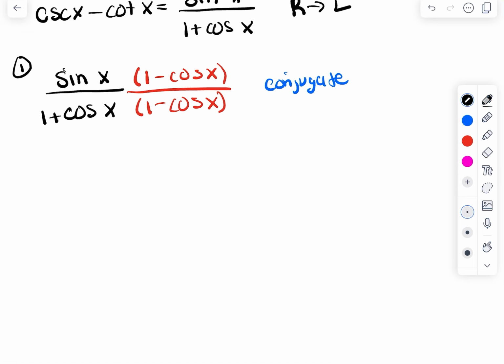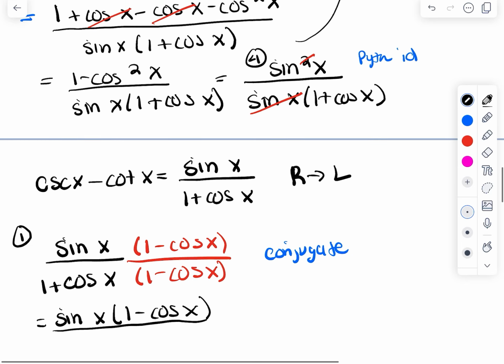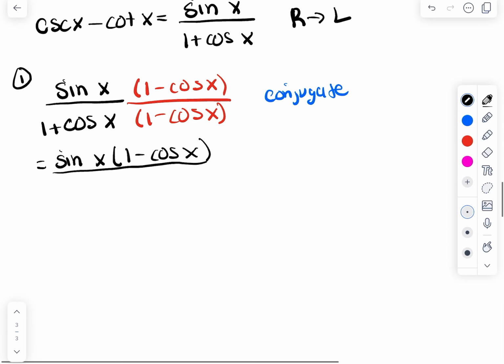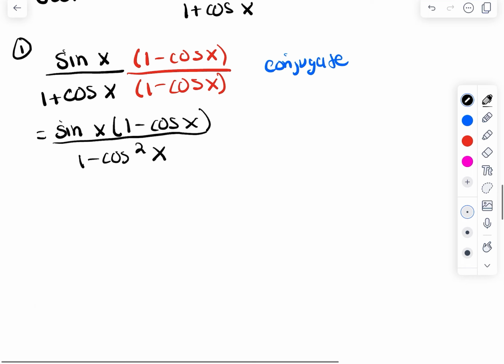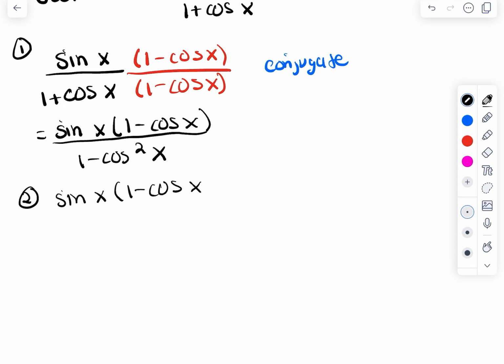So in the numerator, you would leave it as is. In the denominator, you would FOIL. We already did that in the previous one. Remember that when we FOILed, we canceled, and we were left with 1 minus cosine squared x. Then you would use the Pythagorean identity to change 1 minus cosine squared x to sine squared x. So very similar identities to the other one. You're just doing everything in the opposite direction.